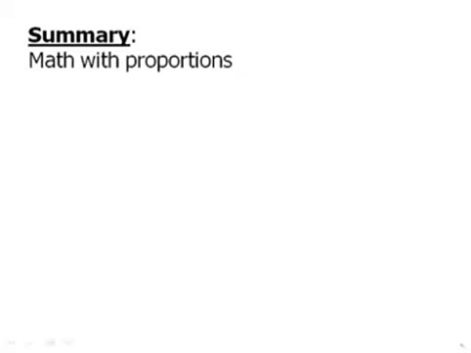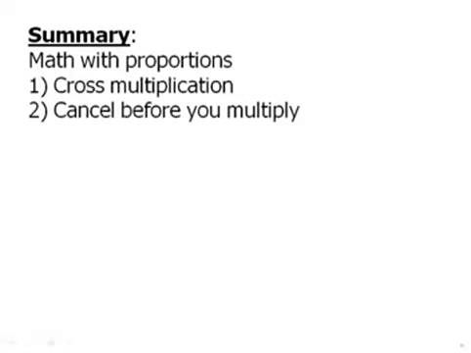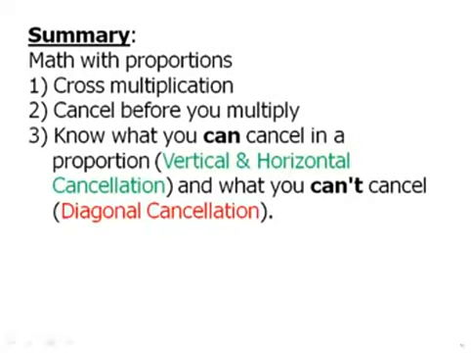So in this video, we talked about the math with proportions. We learned about cross multiplication, and we talked about the importance of canceling before you multiply. And then we spent a lot of time talking about what you can cancel in a proportion, vertical and horizontal cancellation, and what you can't cancel, that is to say, diagonal cancellation.